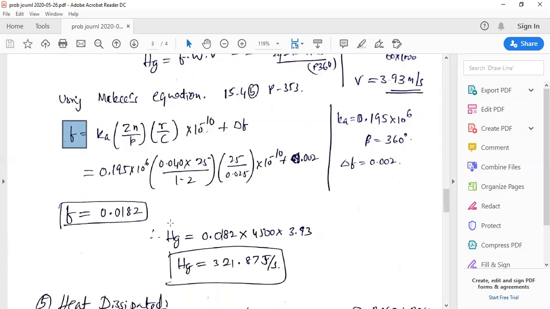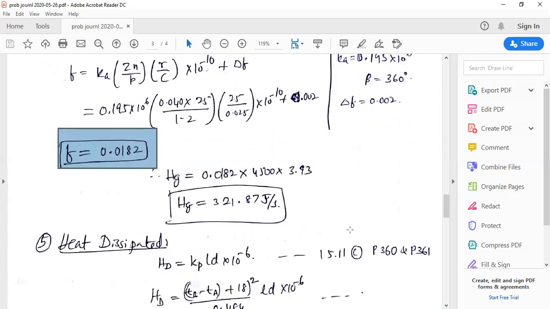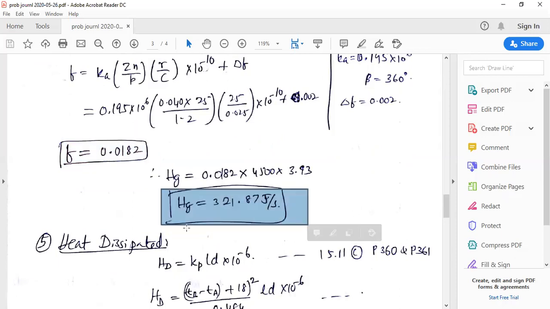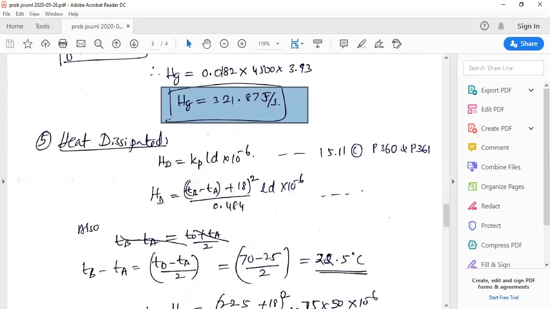And here the value of coefficient of friction what we got is 0.0182, and substitute that value of F in the equation of heat generated. So the heat generated value what we got here is 321.87 joules per second. So this is the amount of heat generated. Next, we have to calculate the heat dissipated.